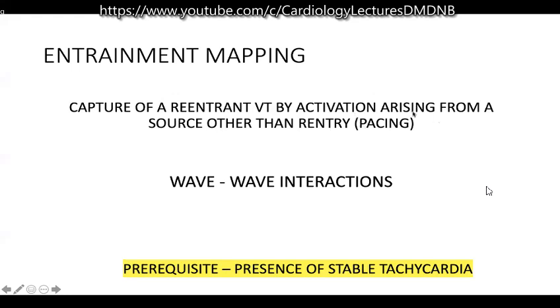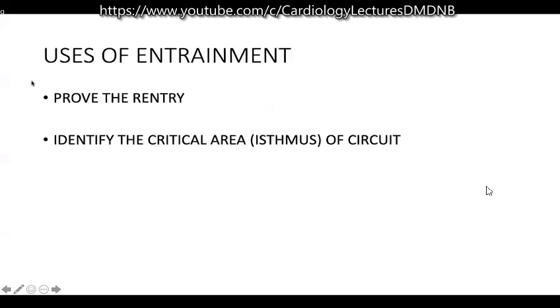I am putting a catheter in the circuit or near the circuit, or far away from the circuit, and I'm going to pace and capture this ventricular tachycardia, and I'm going to study its characteristics. Let's see how it happens. So the use of entrainment is, number 1, I prove the reentry, and number 2, I identify the critical area of the isthmus to make my ablation job easy.